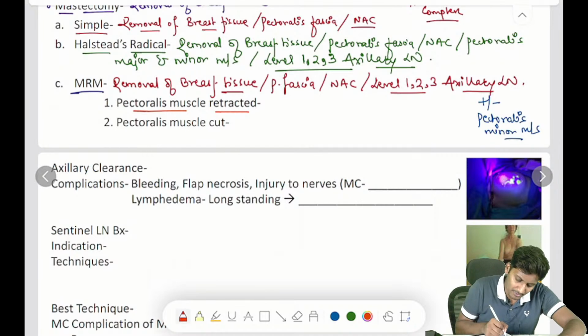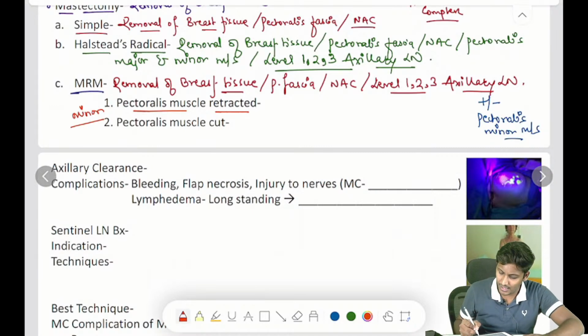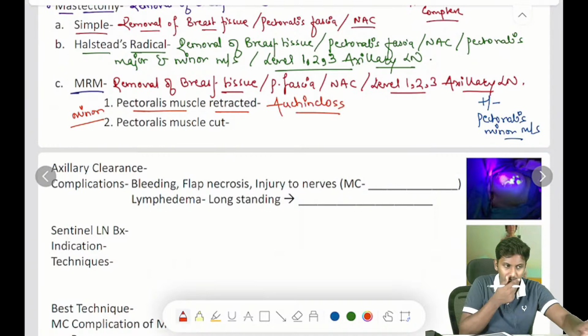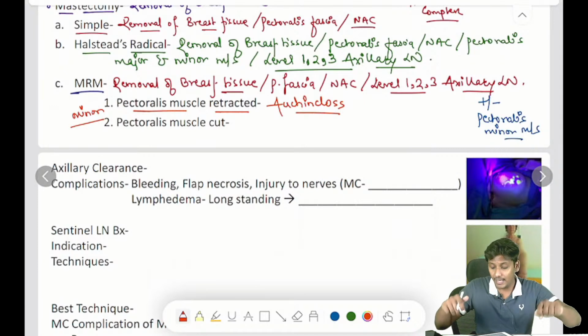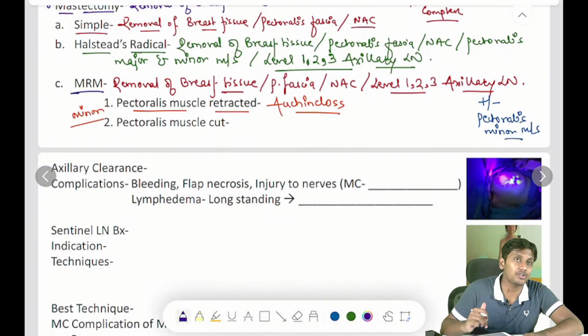ठीक है, minor के बारे में बात चल रही है. This is pectoralis minor. If we are only going to retract the pectoralis minor, this type of MRM, बच्चों, this type of MRM is called the Auchincloss MRM. Okay. If you are only going to retract the pectoralis minor muscle, you are not going to cut it. That is called Auchincloss MRM.